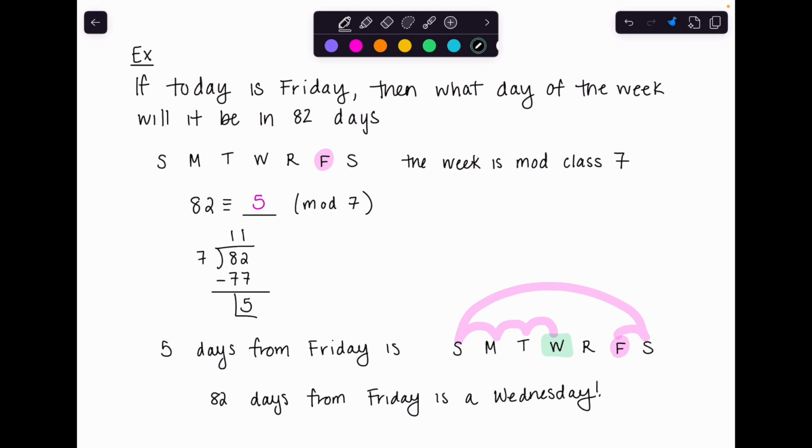So again, you can do exactly the same thing with months. It's just a different modulo class of 12, because there are 12 months. So if you need to figure out if this month is April, in 97 months, what month will it be? You go ahead and just do division with modulo class 12 instead.